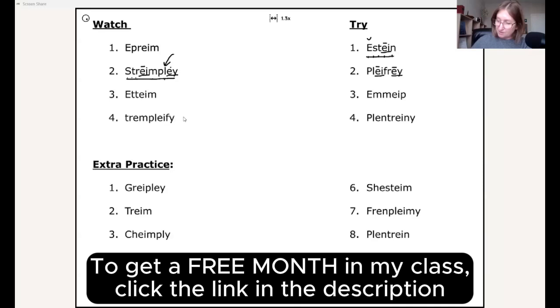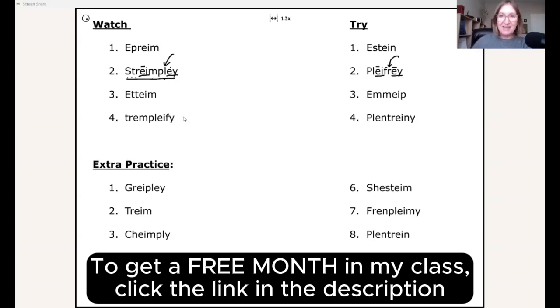I want you to focus on the R sound, because that is the sound that is going to be most difficult to get in the right spot in the word. You did it, didn't you? You focused on that R sound, I can just tell.